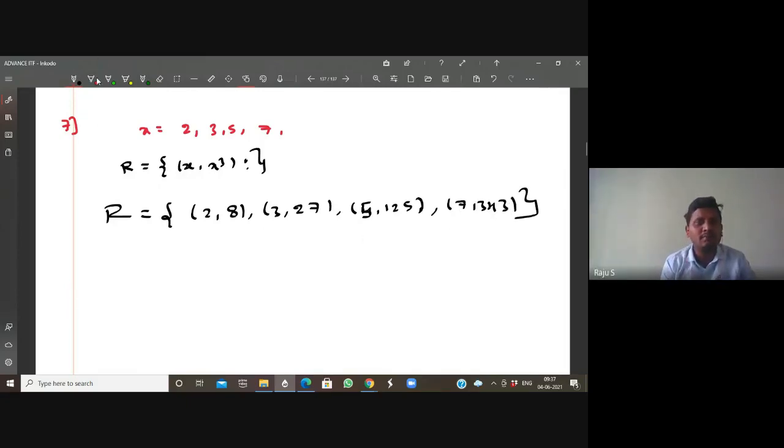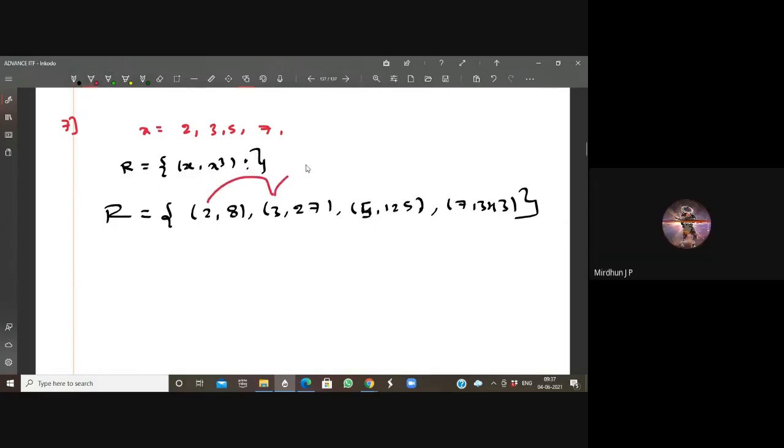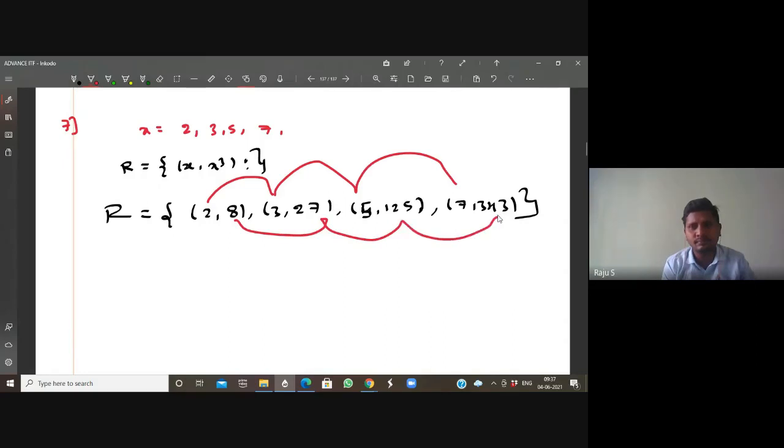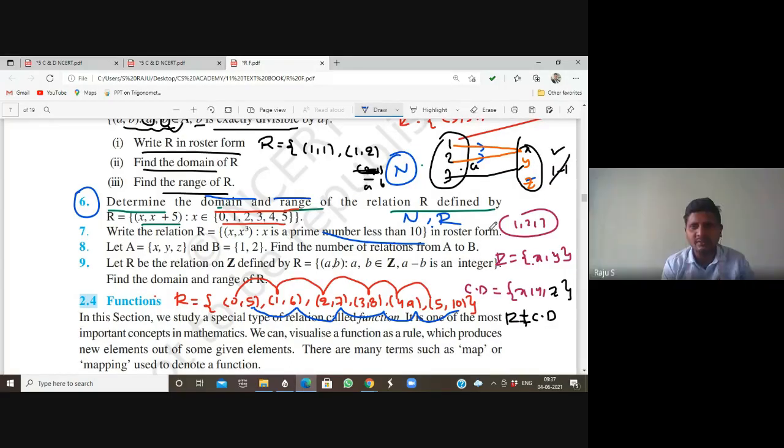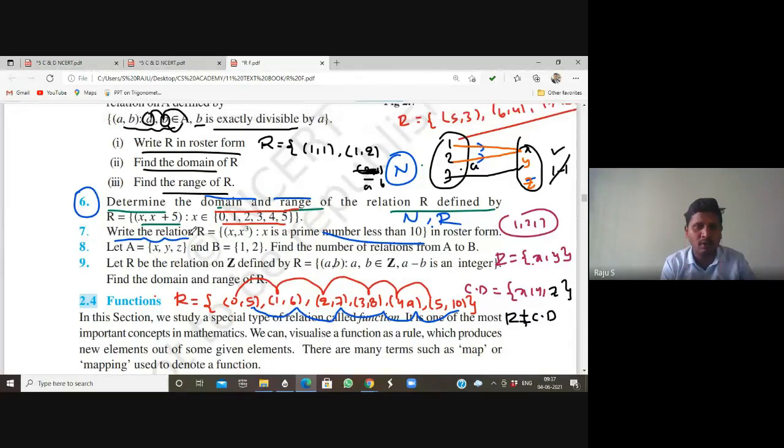Right, what is the domain? 2, 3, 5, 7. Range? 8, 27, 125, 343. Right, that's it. That's enough. They're asking just for roster form, but we can write even the domain and range also, right?